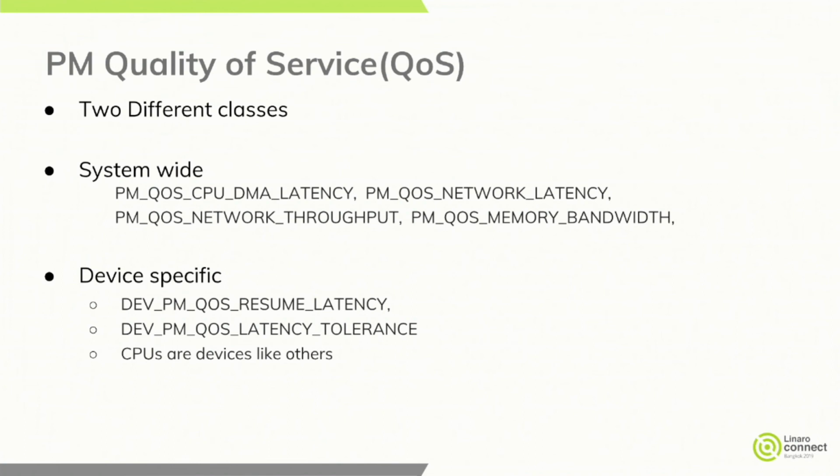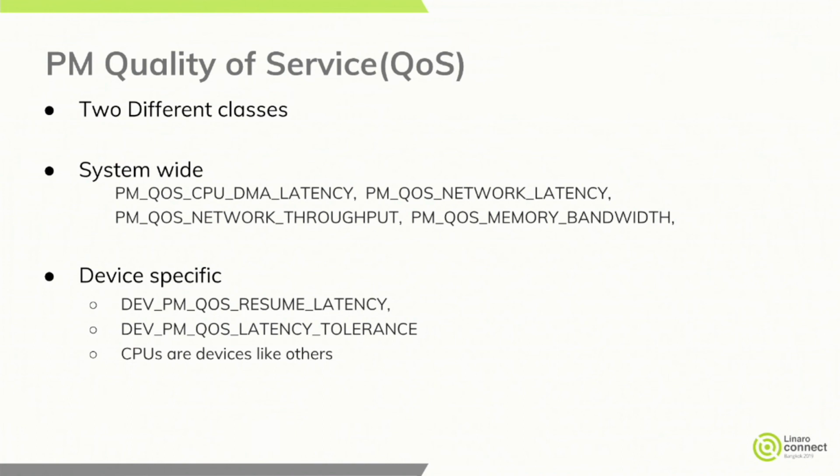The kernel has a quality of service framework that allows for two classes of quality of service constraints to be defined. One is system-wide constraints, and the other one is device-specific constraints. For the system-wide constraints, there are a few of them: CPU DMA latency constraint, network latency constraint, network throughput constraint, etc.